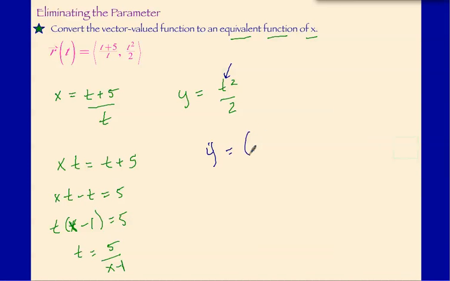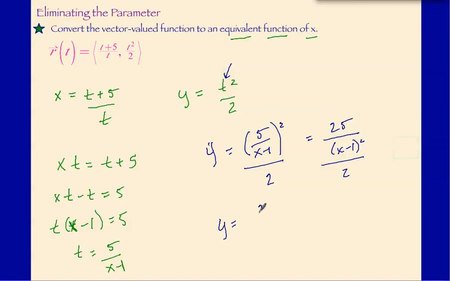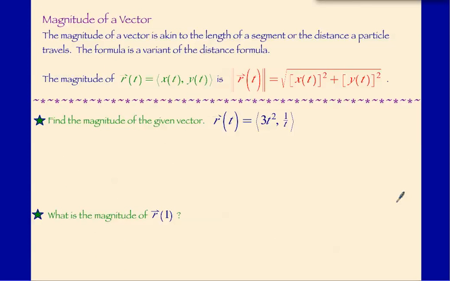We're going to have y equals the quantity 5 over x minus 1, squared, over 2. Let's simplify the numerator a little bit and say that that's 25 over the quantity x minus 1 squared, over 2. But as we know, dividing by 2 is the same as multiplying by 1/2. So we could say that this is 25 over 2 times the quantity x minus 1 squared. So we have turned this vector valued function into a rectangular equation, just like we did with parametric equations, by eliminating the parameter. What else are we going to do with vector valued equations?